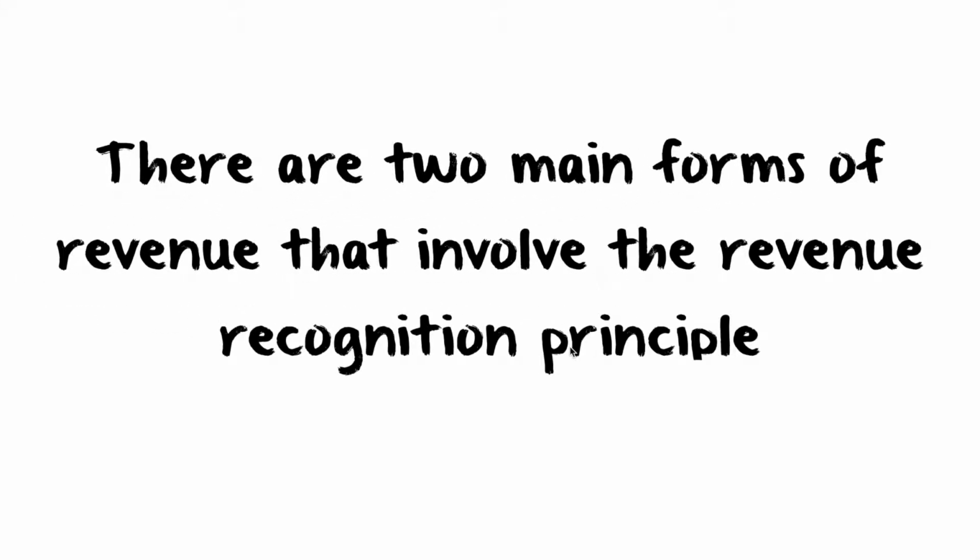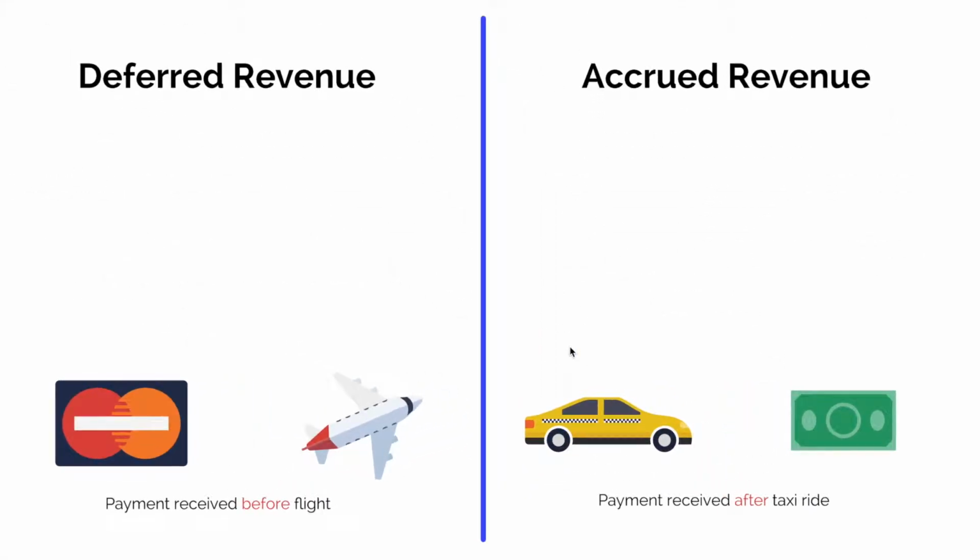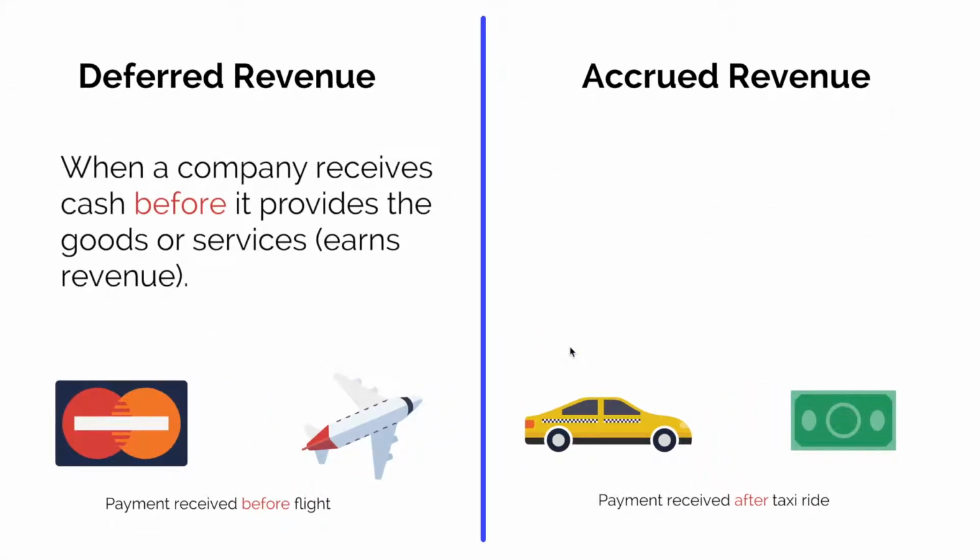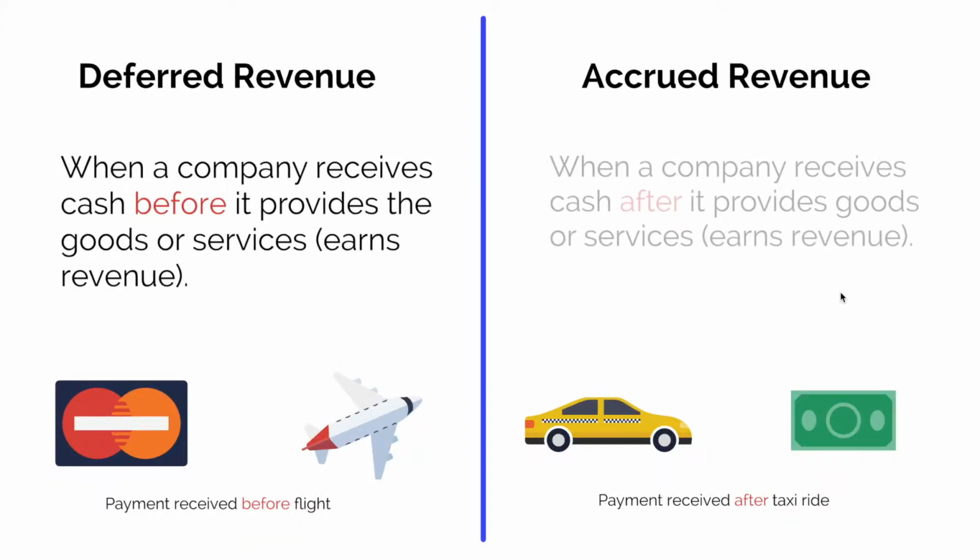So there are two main forms of revenue that involve the recognition principle. First is deferred revenue. Deferred revenue is when a company receives cash before it provides the goods or services. So for example, buying flights, you pay well in advance of actually receiving the service. And accrued revenue is when a company receives cash after it provides the goods or services. So for example, a taxi, you pay after you actually receive the service.